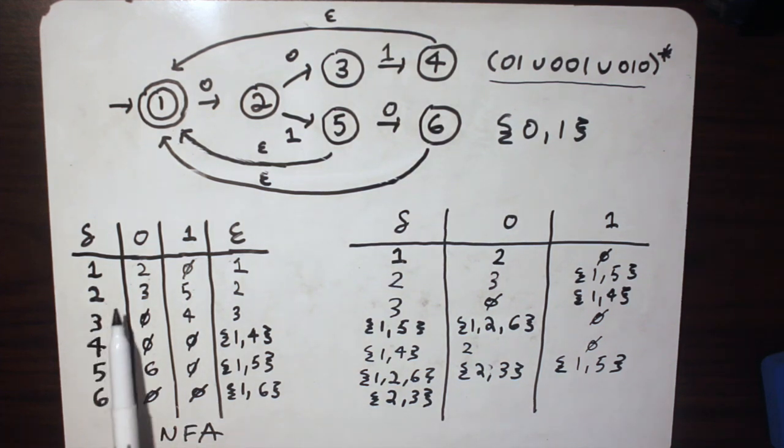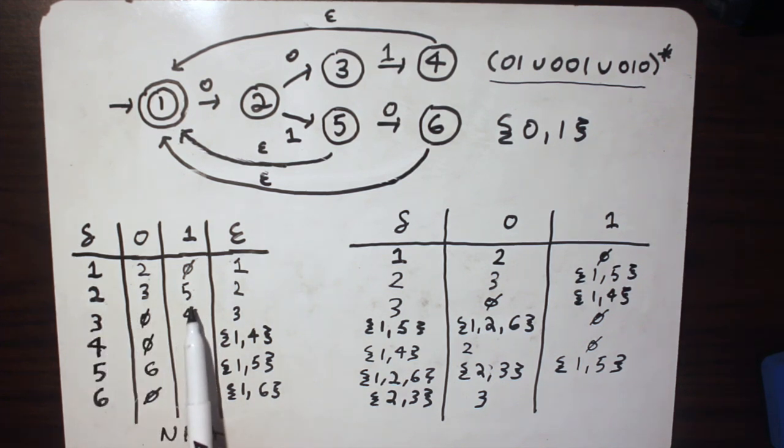Okay, so let's see. On an input of 0, I can go to 3, and on an epsilon, I would stay in 3, so I'm just going to put that 3 right there. And then on an input of 0 in state 3, we have the empty set, so we're just going to leave this number alone by itself. And then for an input of 1, we can see that for 2, we can go to 5. We check over at 5, and we see the 1, 5 here.